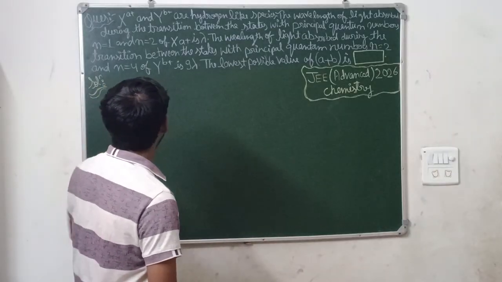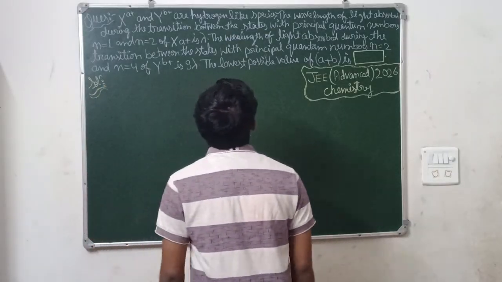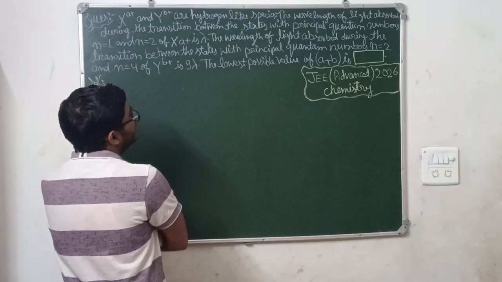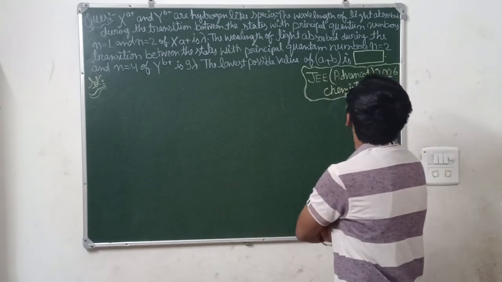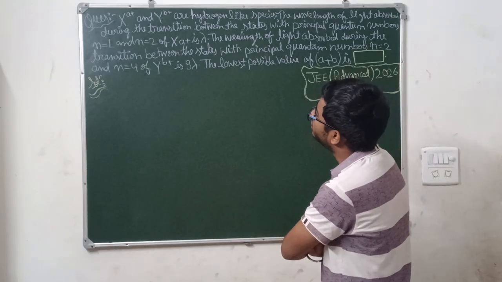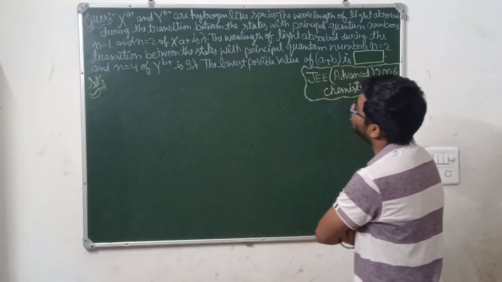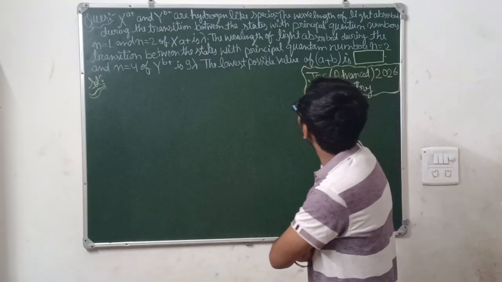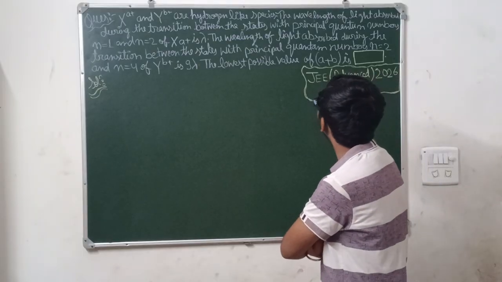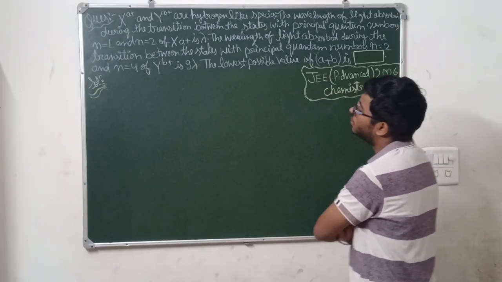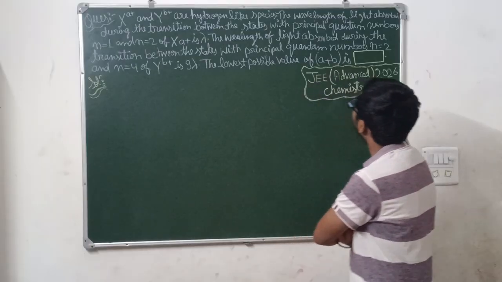The question says X^a+ and Y^b+ are hydrogen-like species. The wavelength of light absorbed during the transition between the states with principal quantum numbers n equals 1 and n equals 2 of X is lambda. The wavelength of light absorbed during the transition between the states with principal quantum numbers n equals 2 and 4 of Y^b+ is 9 lambda, and we need the lowest possible value of a plus b.